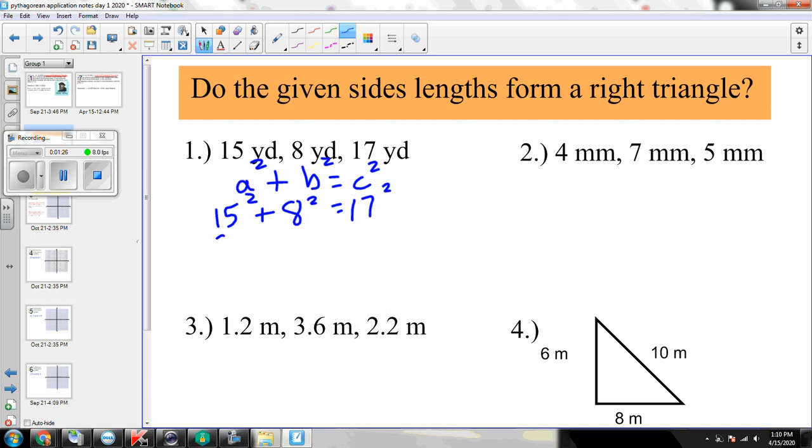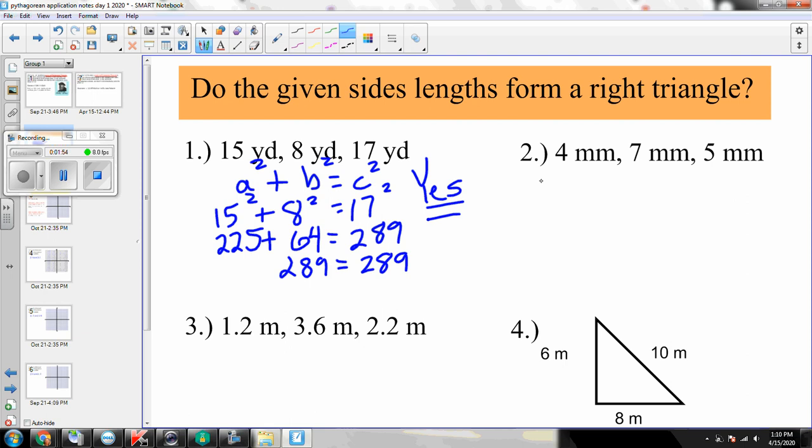Now I'm going to go ahead and square 15 to get 225. I'm going to take 8 squared to get 64. I'm going to square 17 to get 289. Now I need to see if this equation is true. So if I add 225 plus 64, I do get 289, which equals 289. So since the Pythagorean theorem worked, this is a right triangle. This would be yes, because the Pythagorean theorem only works in right triangles.